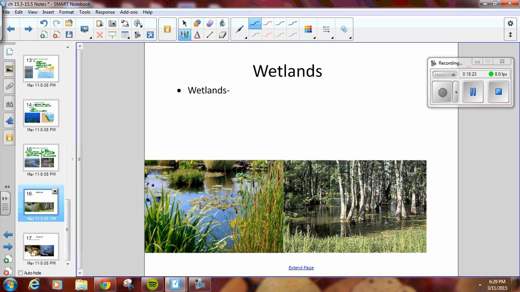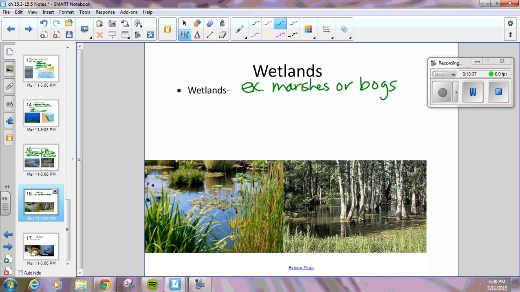So those are our main sectors. Now we also get what are called wetlands. Wetlands are also considered fresh water. A few examples would be marshes or bogs. Now these are places where the water is basically at the surface, or it's at least pretty close to it. So in some of them you have standing water, depending on how extreme your wetland is.